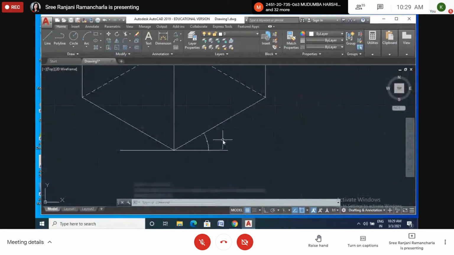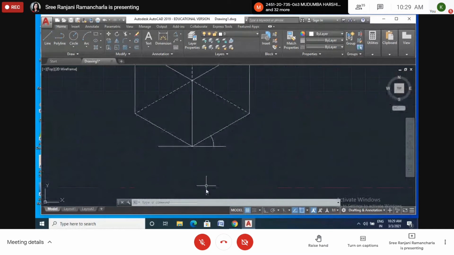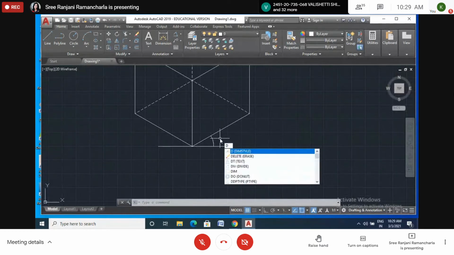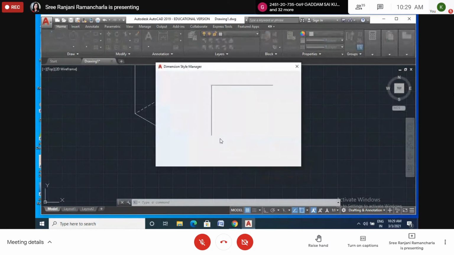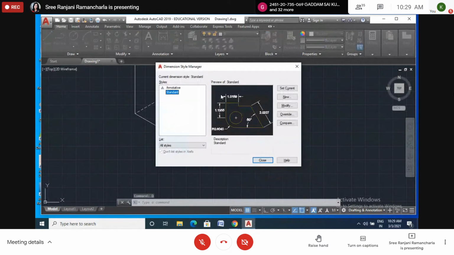So what do you have to do to change this angle? These are the dimensions. What you have to do is type D space, dimension. Please note down the commands. D space. When we type D space, we'll get all these. Then go to modify. We have to modify this one because we have opened a new file. So modify.